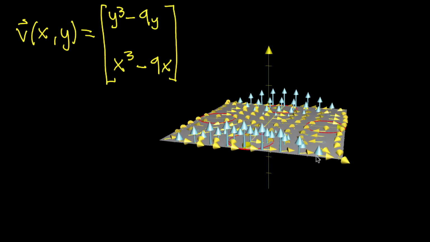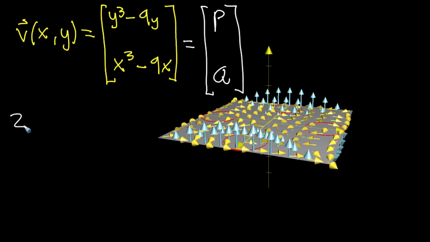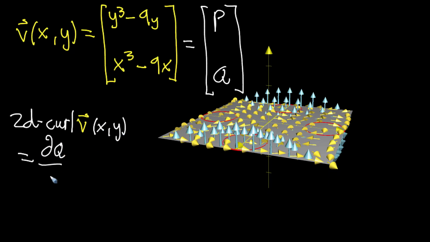And let's go ahead and describe that with an actual function, because we know how to compute the 2D curl at this point. If we give names to the two different component functions as p and q, then the 2D curl of the vector field v as a function of x and y equals the partial derivative of that second component with respect to x, so the partial of q with respect to x, minus the partial derivative of that first component with respect to y, so minus partial of p with respect to y.